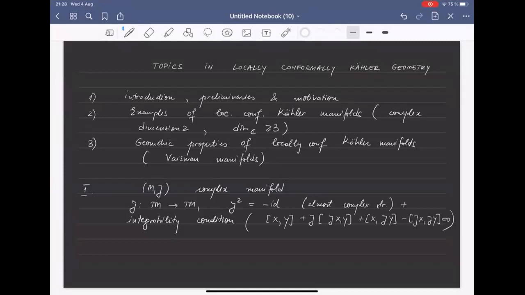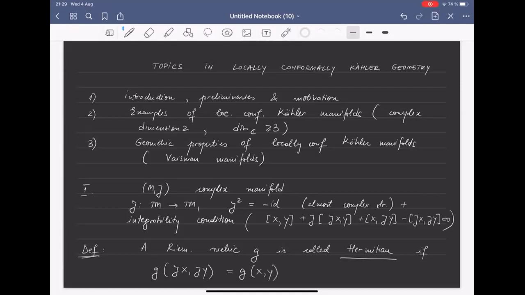Okay, so this endomorphism of TM is a complex structure, and it encodes all the information of a holomorphic atlas on the manifold M. We will call a Riemannian metric G Hermitian if it is compatible with J in the sense that G preserves J. So G(JX, JY) equals G(X, Y) for any vector fields X and Y.